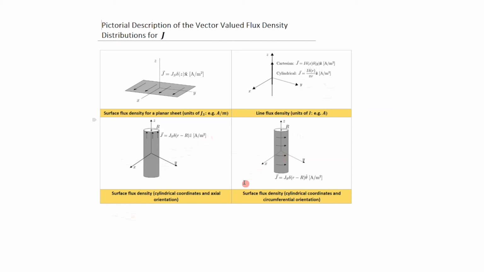In this case, the current flows in a circumferential direction, which means theta hat. So you can see it's theta hat. Everything else remains the same because essentially the current is flowing on this sheet, which occurs when r equals capital R. So this hasn't changed. The only thing that's changed is the direction in which the current flux density is flowing.